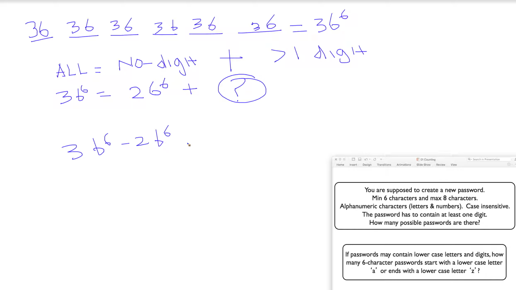So this is the answer for 6 character passwords, but it can be 6 to 8. So in that case we need to consider the 7 character passwords as well as the 8 character passwords. Okay, the sum of these 3 numbers would then be the answer to the first part of the question.